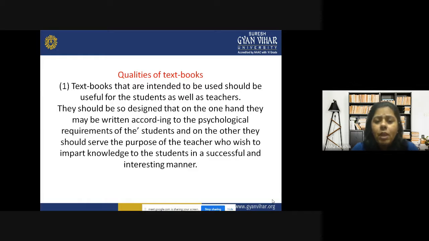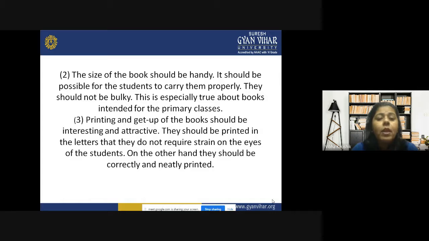Means a book should be designed in such a way that it should meet the psychological requirements of the students, and on the other hand, it should also serve the purpose of the teacher who wishes to impart knowledge, and the purpose of the teacher is to impart knowledge to the students in a successful and interesting manner. The size of the book should be handy, means we should keep the size of the book so that it is handy.